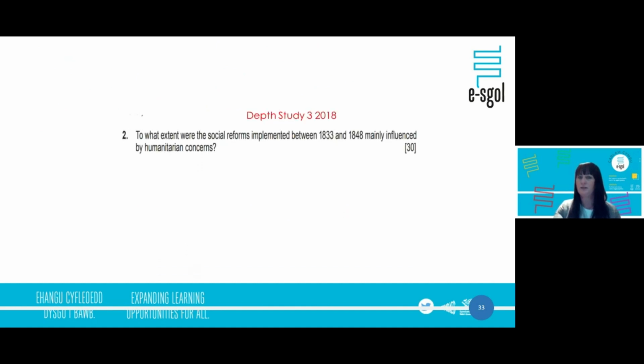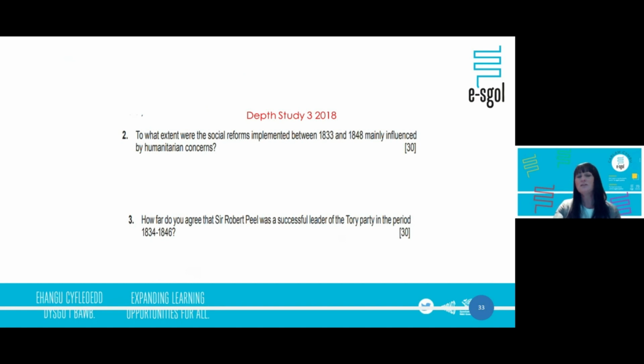So we've got Depth Study 3 here, 2018. To what extent were the social reforms implemented between 1833 and 1848 mainly influenced by humanitarian concerns? Again, you've got your time frame, okay? You've got your question, to what extent, and you have the areas that you have to look into, the social reforms, and did humanitarian concerns influence them?